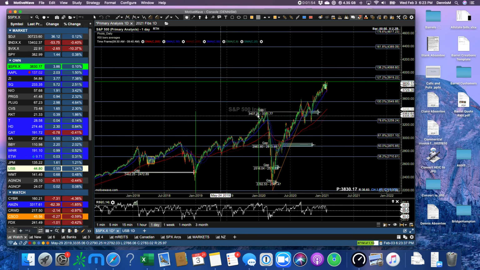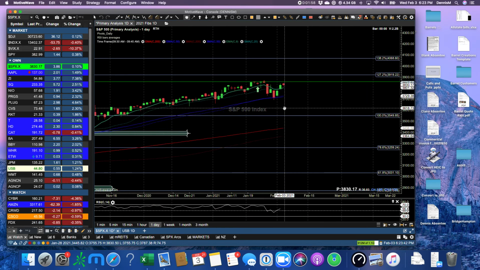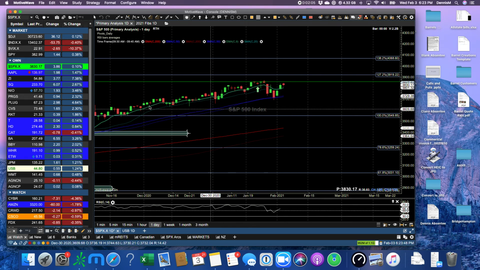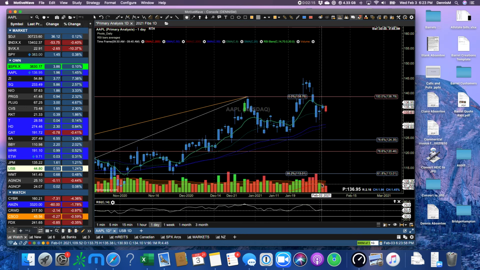The S&P, let's zoom in on this. The S&P did not make a new high today, dropped a little bit. Apple also dropped. That 8 EMA is proving to be a problem. Volume has been declining all week.